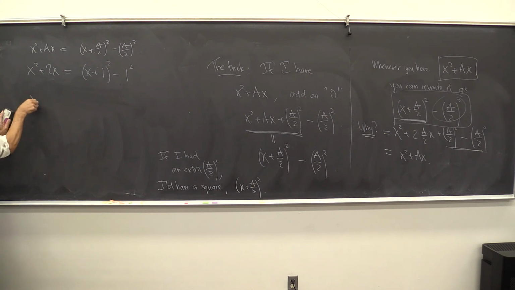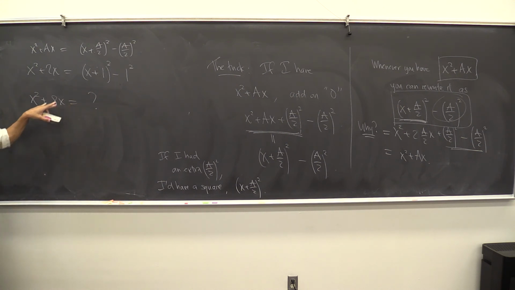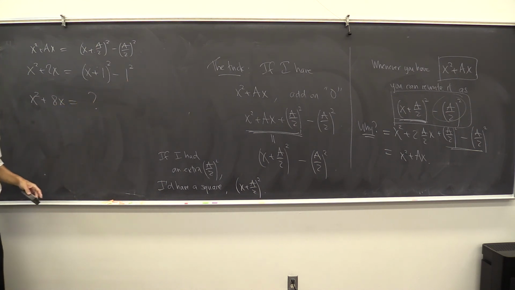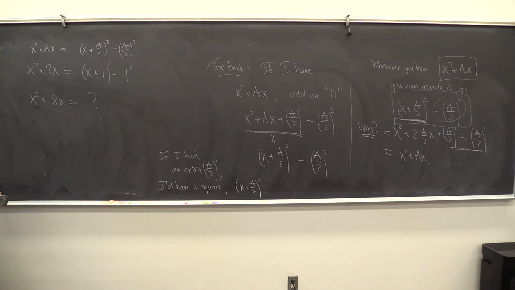What if I had something like this? X squared plus 8x. Take 30 seconds and express this as a completed square plus the correction term. Turn to your partner and talk.